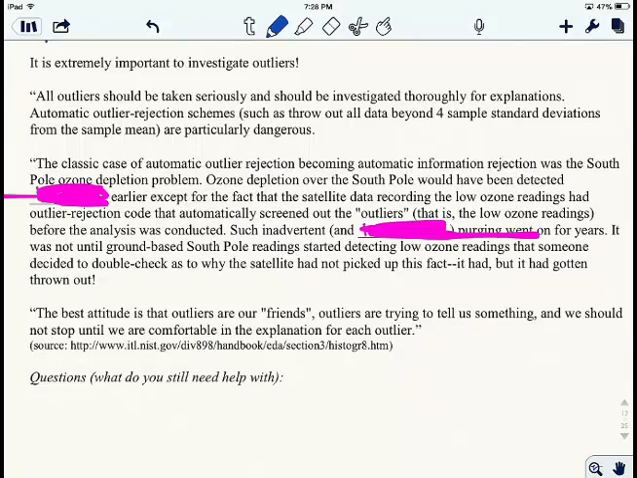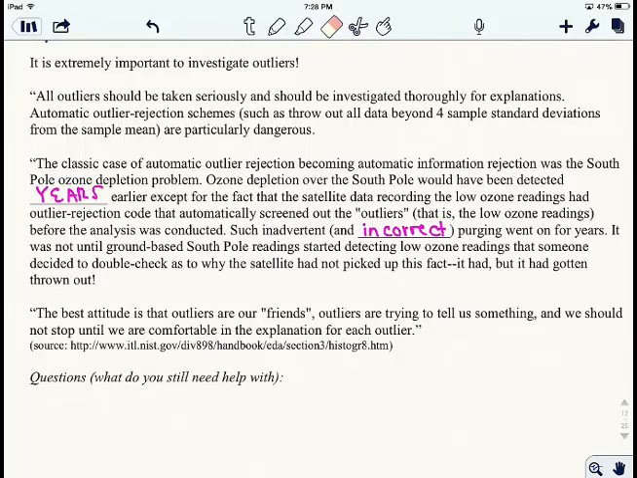Ozone depletion over the South Pole would have been detected years earlier, except for the fact that the satellite data recording the low ozone readings had outlier rejection code that automatically screened out the outliers and didn't report them. Such inadvertent and incorrect purging went on for years. It was not until ground-based South Pole readings started detecting low ozone readings that someone decided to double-check as to why the satellite had not picked up this fact. It had, but it had gotten thrown out.